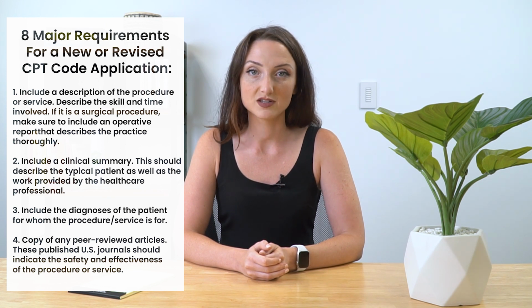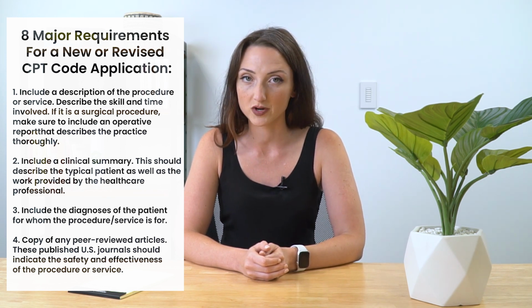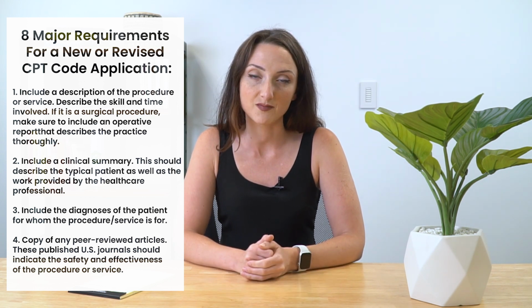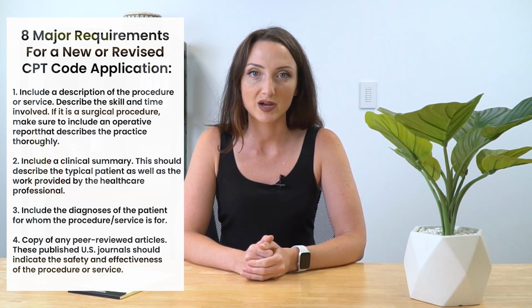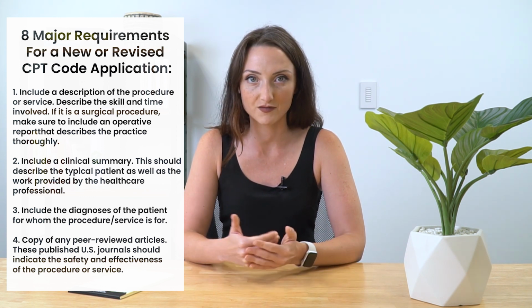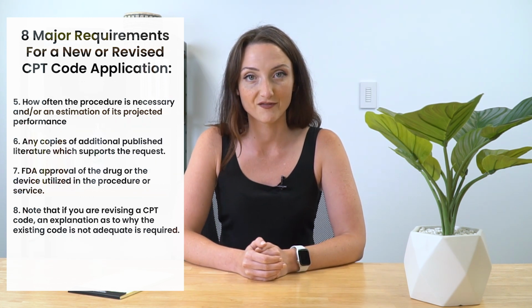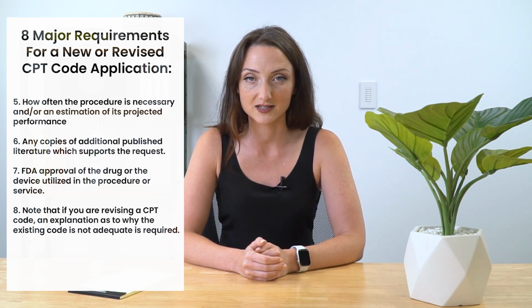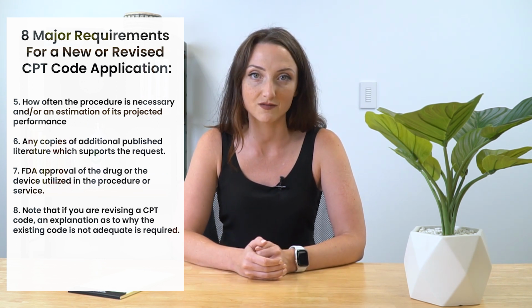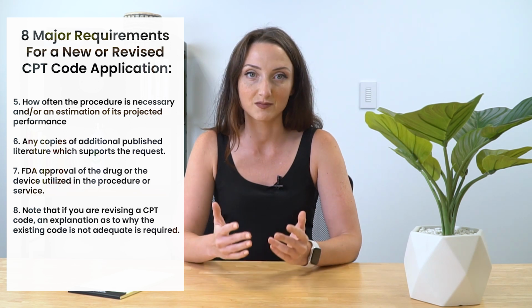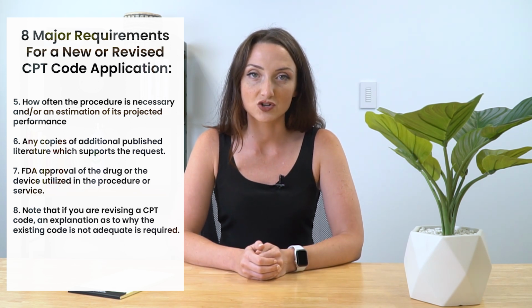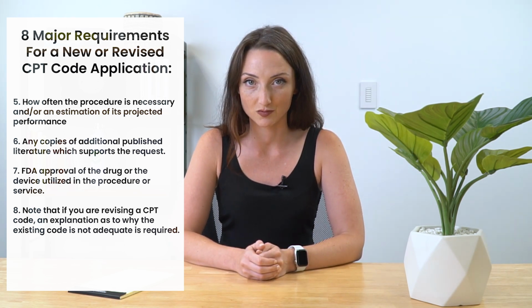Number 3, include the diagnosis of the patient for whom the procedure or service is for. Number 4, copy of any peer-reviewed articles. These published U.S. journals should indicate the safety and effectiveness of the procedure or service. Number 5, how often the procedure is necessary and or an estimation of its projected performance. Number 6, any copies of additional published literature which supports the request.